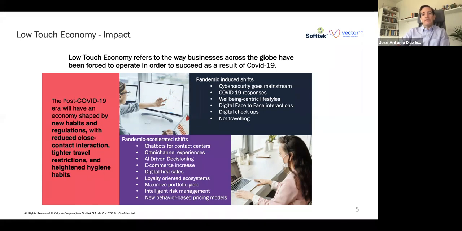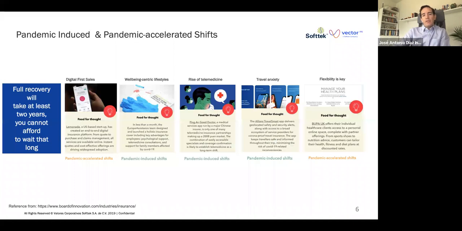But then there's also shifts that are accelerated because of the pandemic, right? There were a lot of companies that were doing digital transformation, but because of COVID, this has accelerated. So every plan that they had, like, okay, let's create a contact center, let's do a digital first sale. There's things that have been accelerated, and we'll give you an example today of a company that had to go digital because that was the only way to have revenue coming in. So these things have been changing what we do, and we need to become better at understanding the low touch economy. Like I mentioned, this COVID will be there, and it's going to be one of the things that we have to adapt to. They mentioned in this paper that the full recovery would take at least 2 years. And we cannot wait to adapt and to be flexible.